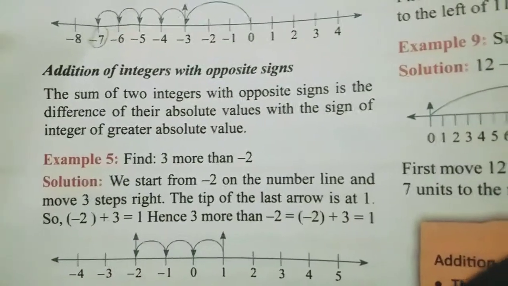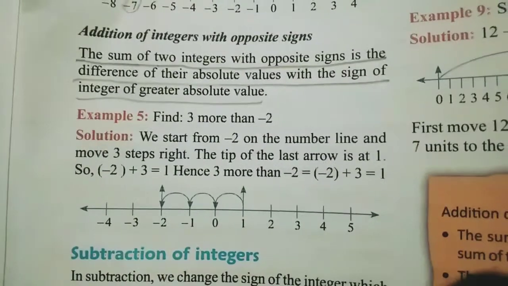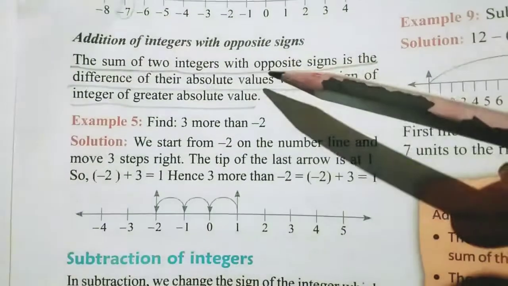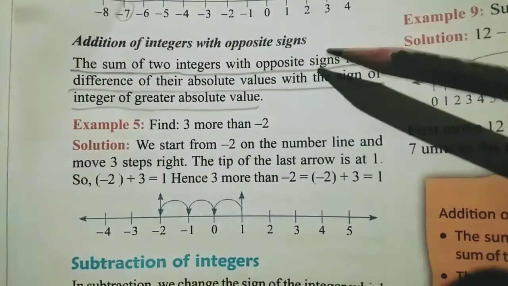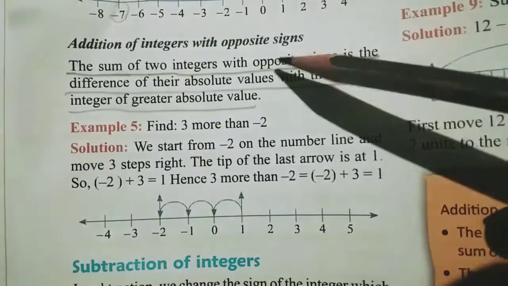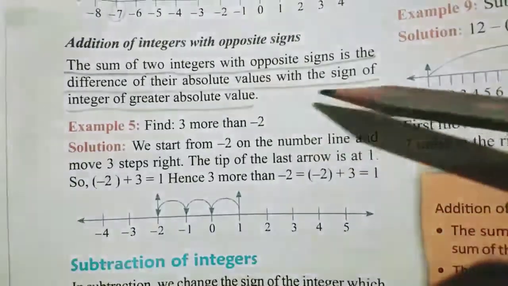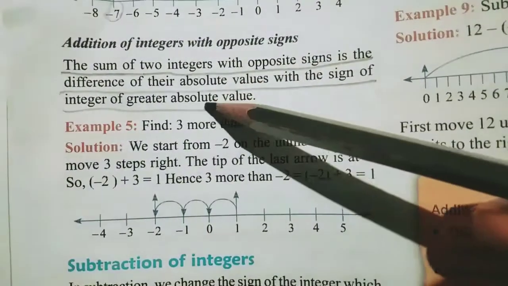Next is addition of integers with opposite sign. Now if opposite signs are there, here it is said that the sum of two integers with opposite sign means one will be positive and another will be negative. The sum of two integers having the opposite signs is the difference of their absolute values with the sign of the integer of greater absolute value.